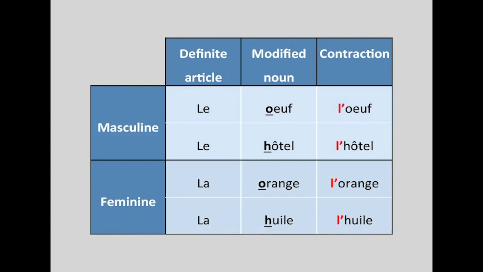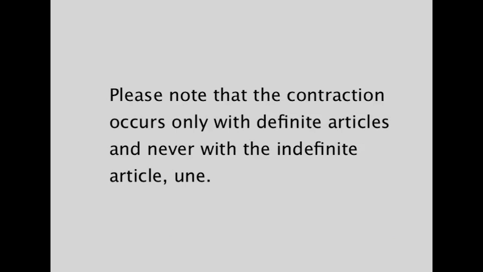The 4 examples displayed on the table show that when the definite articles le and la are followed by nouns that either begin with a vowel or a mute h, the article contracts to l apostrophe. Please note that the contraction occurs only with definite articles and never with the indefinite article une.